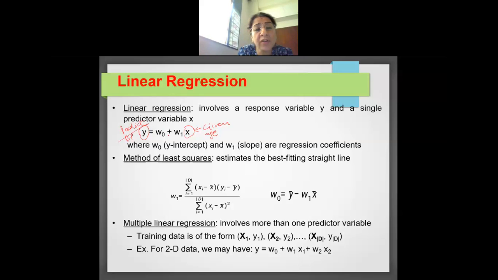If you know this equation y equals w0 plus w1x, for example y equals 2 plus 3x, and I ask you to tell me the blood pressure of a person whose age is 56, then as x given is 56, you are going to predict the value of y by 3 multiplied by 56 added to 2, which will give you the value of blood pressure for that person.